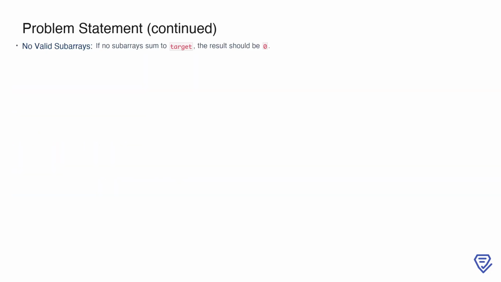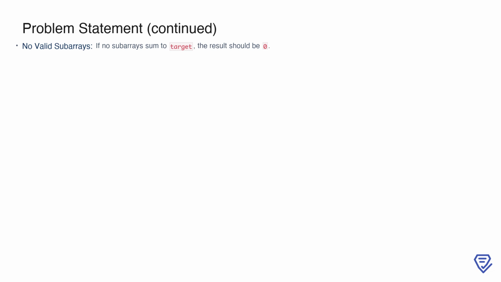Now let's consider some important constraints and edge cases. First, since the input guarantees that the array has at least one element, we don't need to handle empty arrays. However, the large size of the array, up to 100,000 elements, means that any solution with a time complexity worse than O(n) is likely to be too slow. Efficient strategies, such as using prefix sums and a hash set, are necessary to solve this problem optimally.